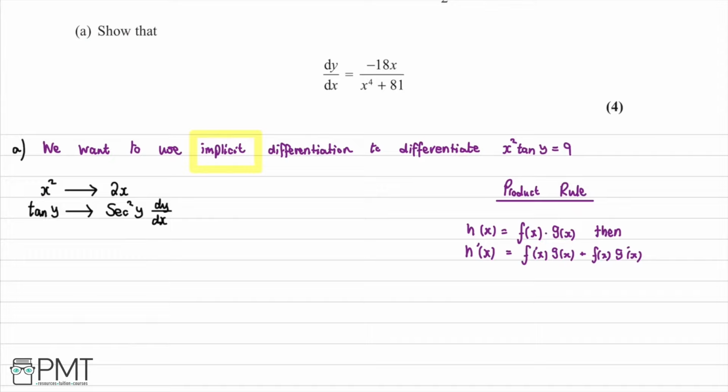So now we can use the product rule, and we have 2x multiplied by tan y, and then we add that to x squared multiplied by sec squared y, which we multiply by dy by dx, and that's because we're differentiating implicitly. And then what's this going to be equal to? Well, it was equal to 9. What does 9 differentiate to? It differentiates to nothing, so we put 0 in here.